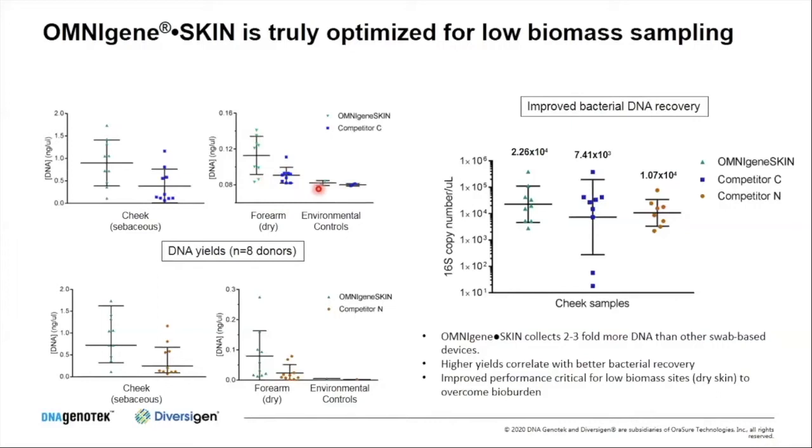devices are not. So we also measured 16S copy number in cheek samples that were recovered when you sampled using OMNIgene SKIN or competitor C or N. And as you can see, we were able to show that we've got improved bacterial DNA recovery. And that's really important because it shows that not only are we getting higher yields, but we're actually getting higher bacterial yields, which means that there's going to be more bacterial representation in those profiles. And that's better success in any downstream application.